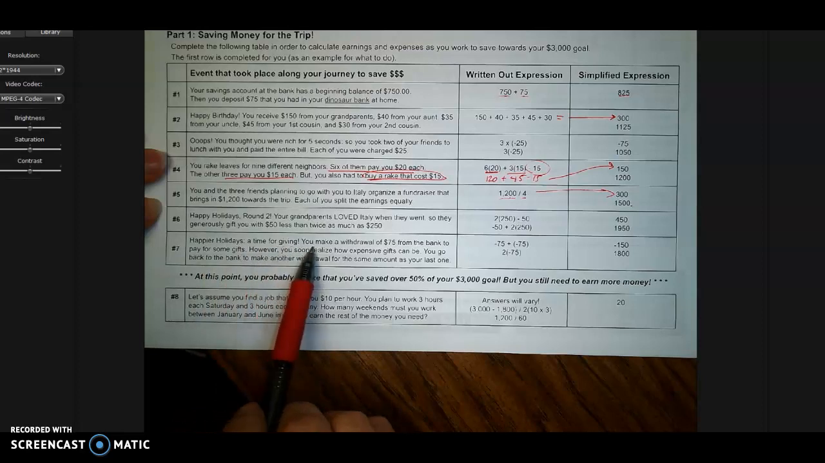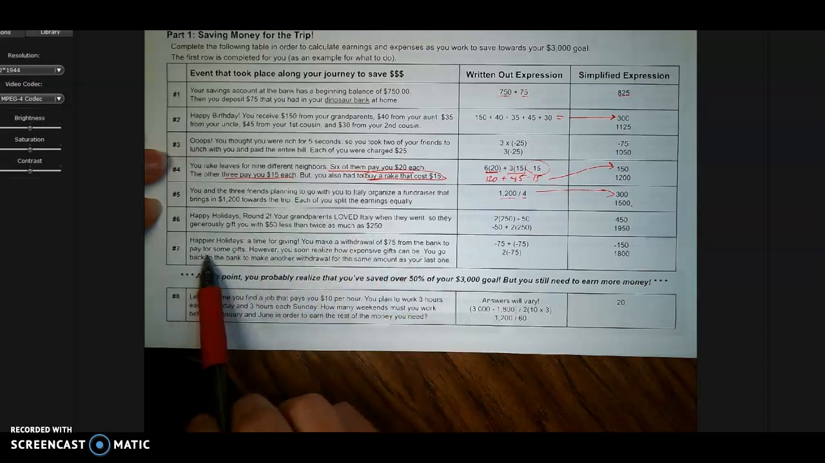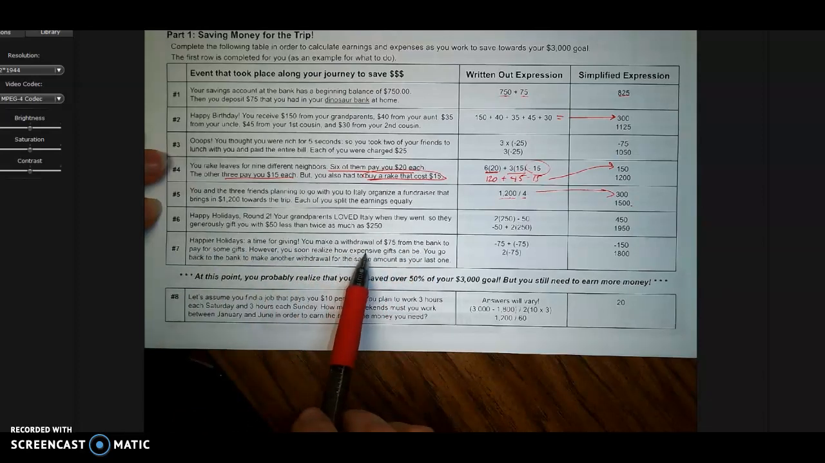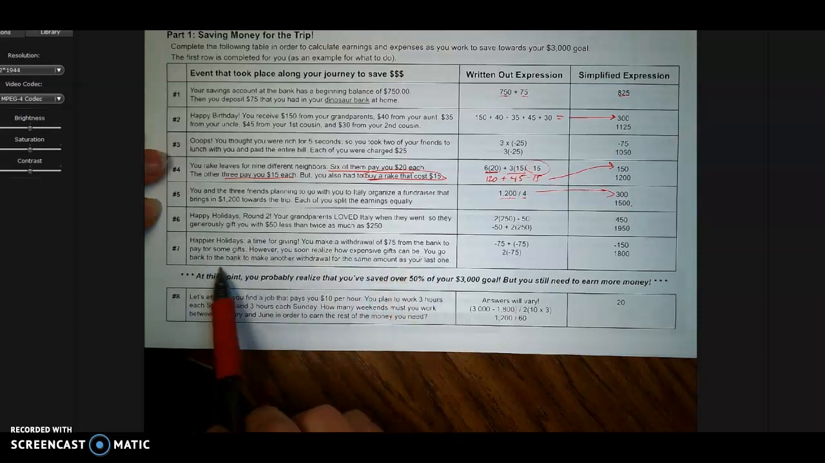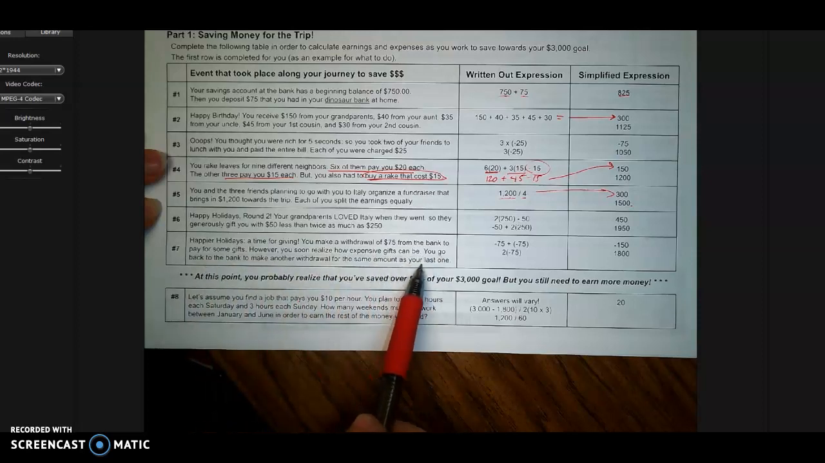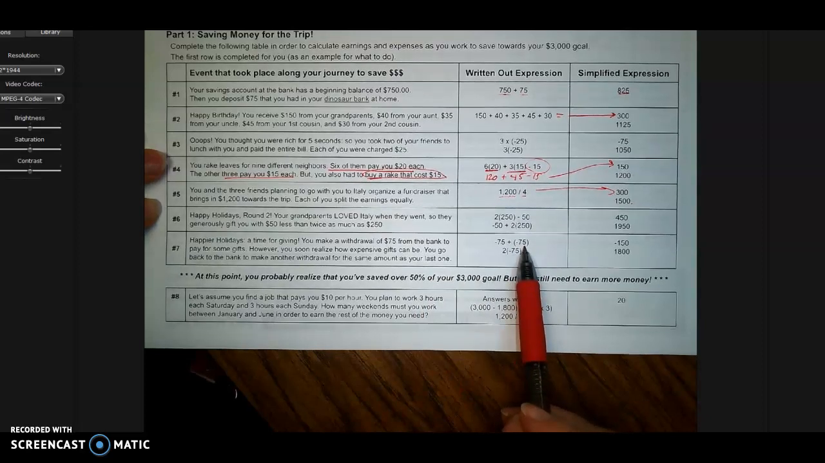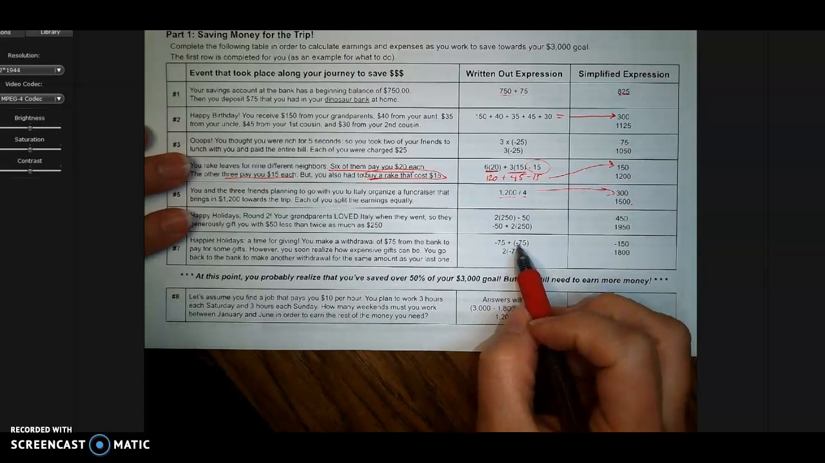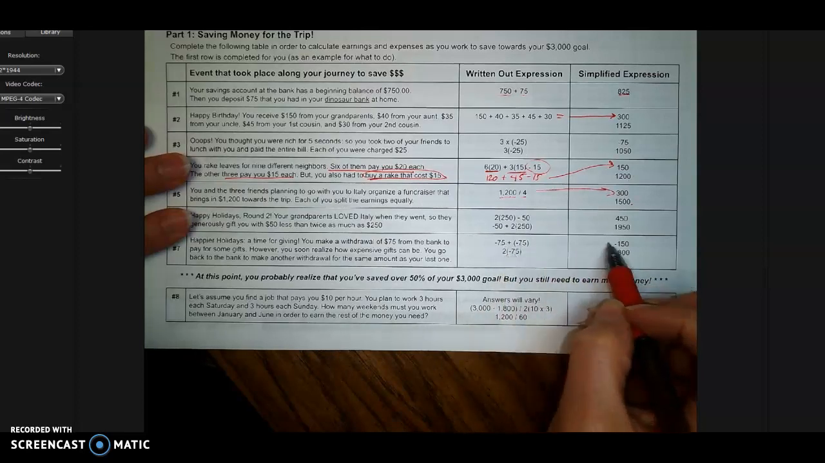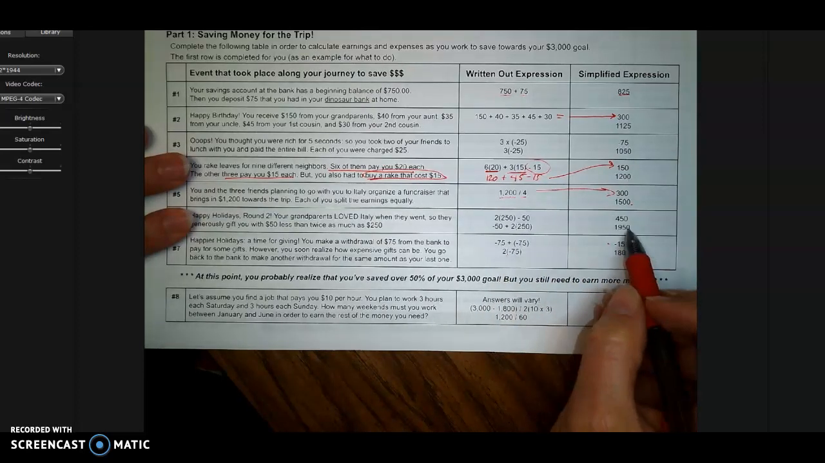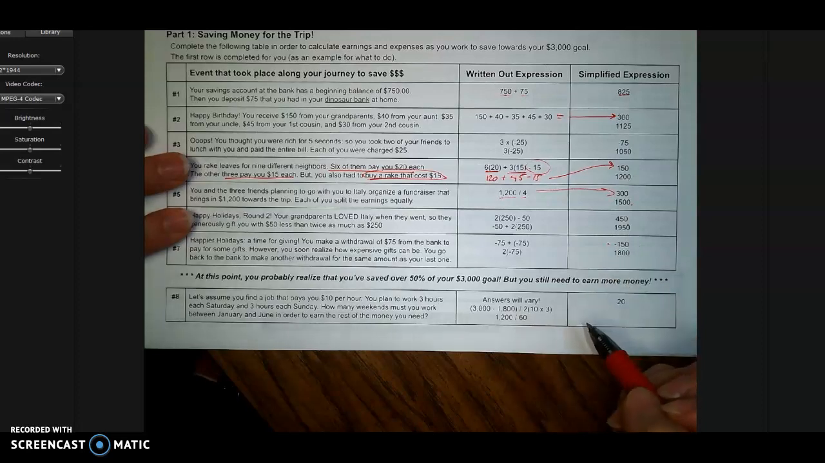Happier holidays, a time for giving. You make a withdrawal of $75 from the bank to pay for some gifts. However, you soon realize how expensive gifts can be. You go back to the bank to make another withdrawal for the same amount as your last one. So you withdrew $75, then you withdrew another $75. So I can think of that as adding those together, or 2 times that amount. And that's $150 that you took out. So now you're down to $1,800.